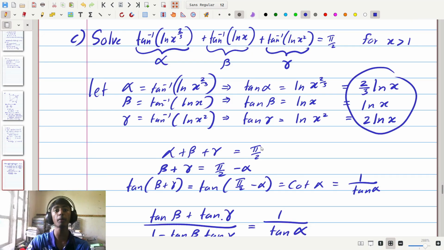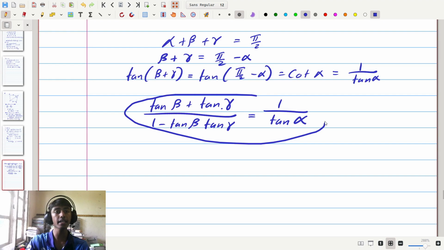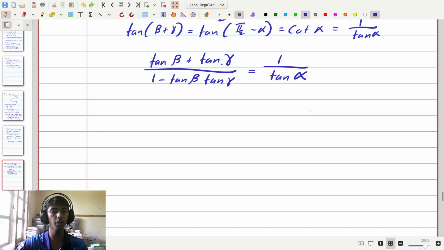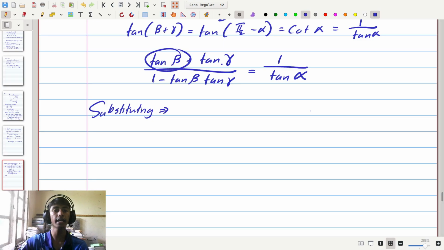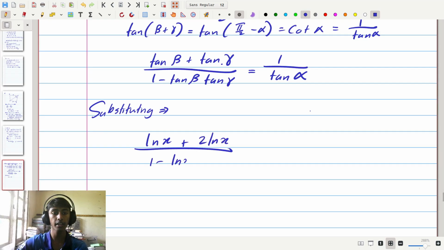So therefore, if we substitute into here, we are going to get an equation that is only in terms of the natural logarithm of x. So doing so, substituting, we're going to get tangent of beta is the natural logarithm of x, so we get ln x, plus tangent of gamma is 2 times natural logarithm of x divided by 1 minus ln x times 2 ln x, equal to 1 divided by, and here we're going to get 2 over 3 ln x.